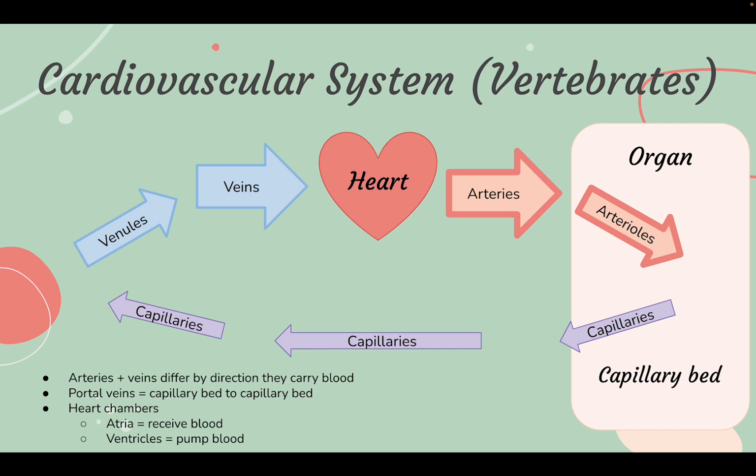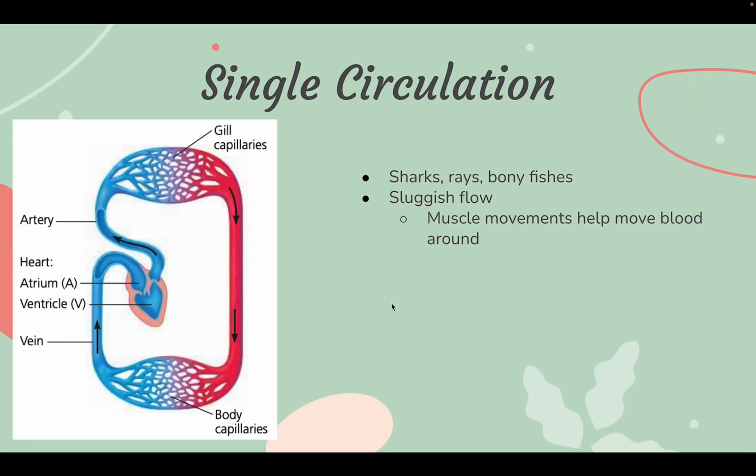And just something else, portal veins are veins that carry blood from a capillary bed to another capillary bed. For example, the hepatic portal vein carries blood from your digestive system to your liver. And then, your heart has various chambers. At the top, we have atria, which receive blood, and ventricles are at the bottom, and they pump blood. So we're going to get into specifics about all of these.